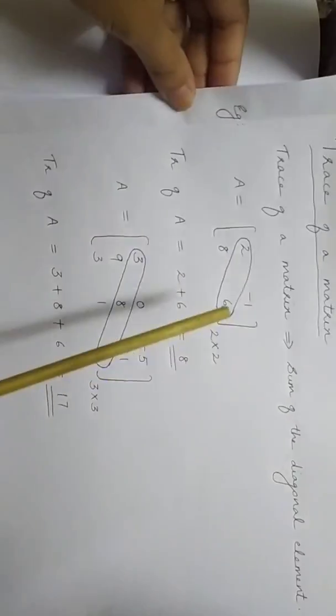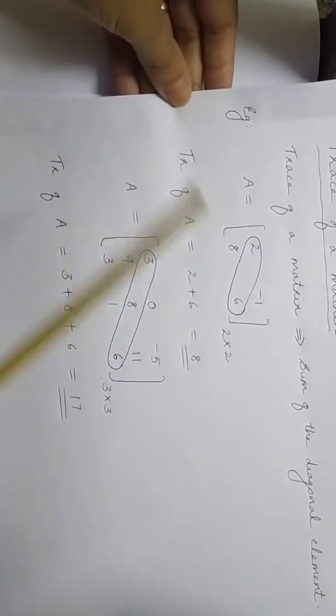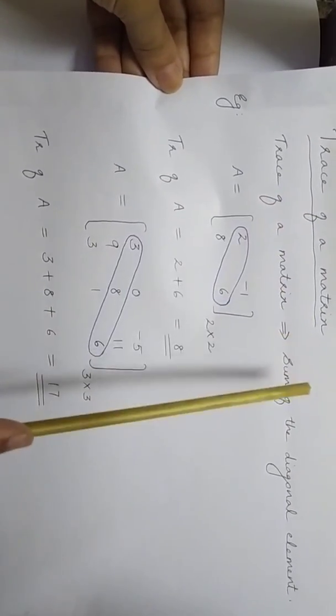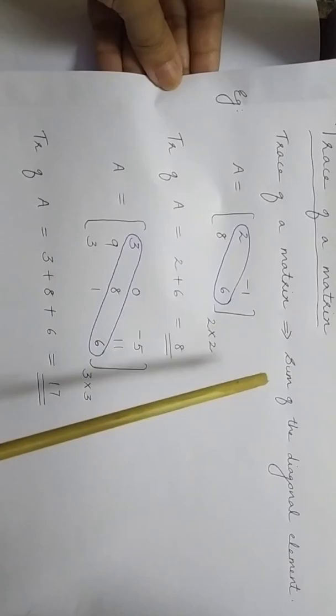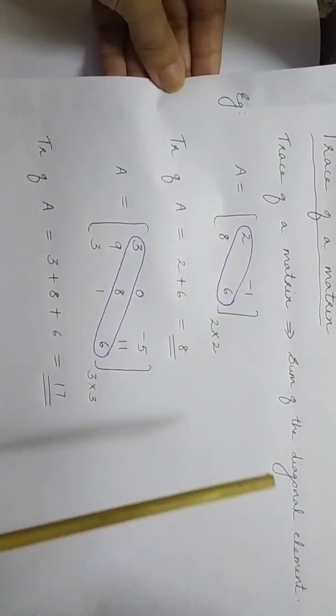Next is the trace of a matrix. Inside this square matrix, we will be discussing the trace of a matrix. The trace of a matrix represents the sum of the diagonal elements.